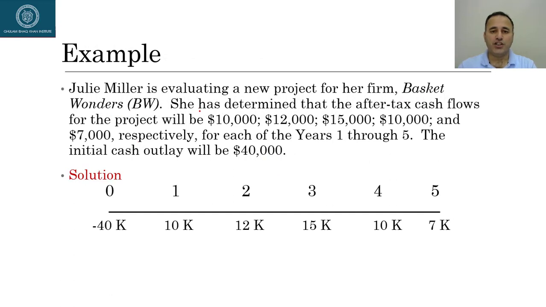Julie Miller is evaluating a new project for Basket Wonders. This is the timeline of the project life cycle. At time 0, she is investing $40,000, and then in year 1, she is getting $10,000, in year 2, $12,000, and then $15,000, $10,000, and $7,000 in years 3, 4, and 5. So my first task is to discount all cash flows.